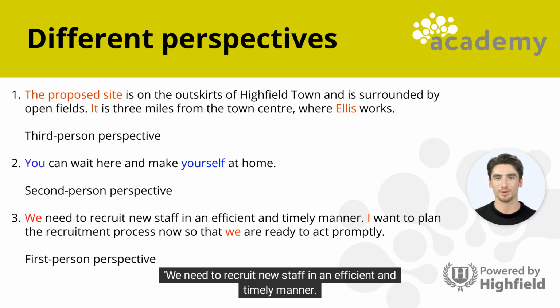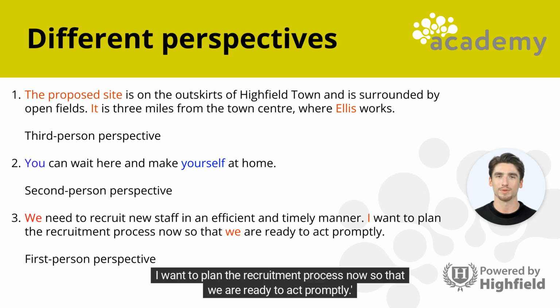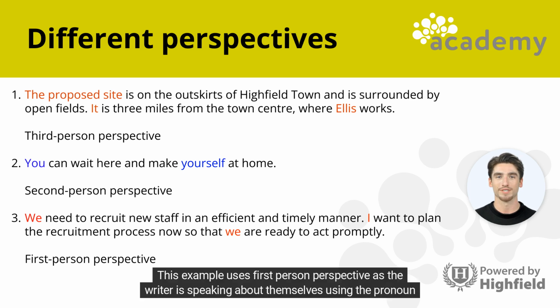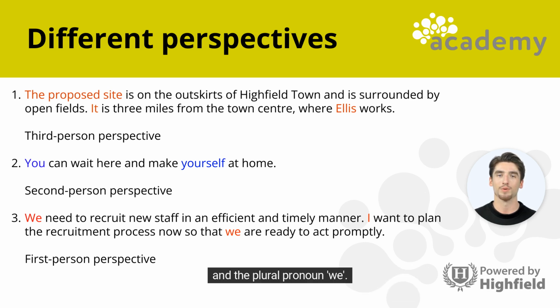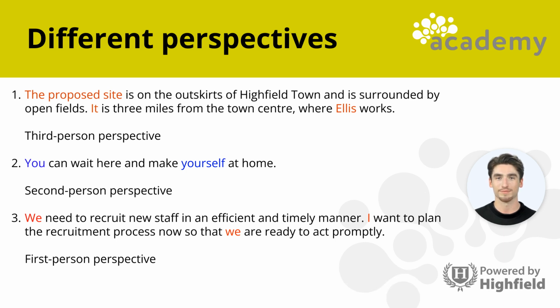We need to recruit new staff in an efficient and timely manner. I want to plan the recruitment process now, so that we are ready to act promptly. This example uses first-person perspective as the writer is speaking about themselves using the pronoun I, and the plural pronoun we. If you want to further your learning, pause the video and practice writing a couple of sentences using each perspective. Press play when you're ready to continue.